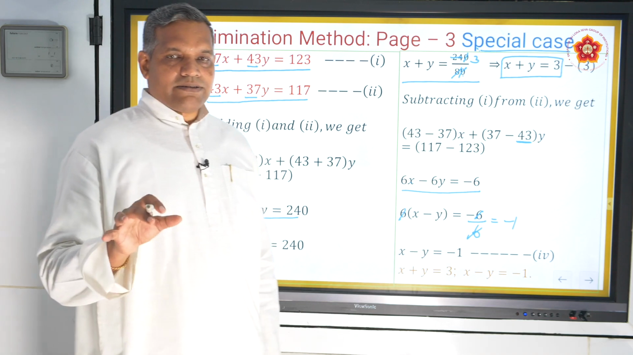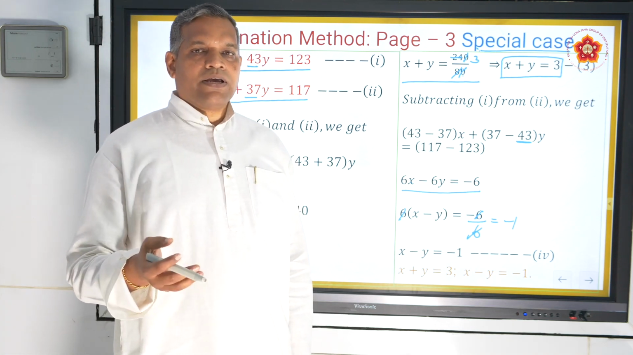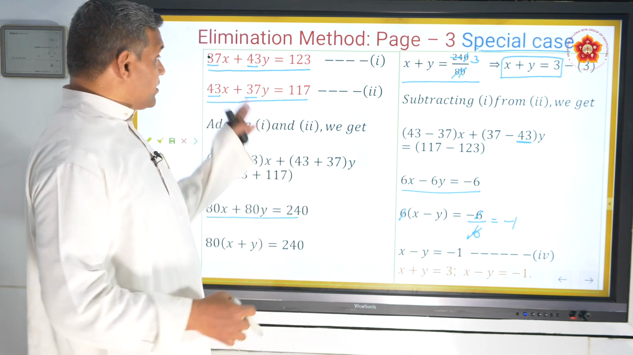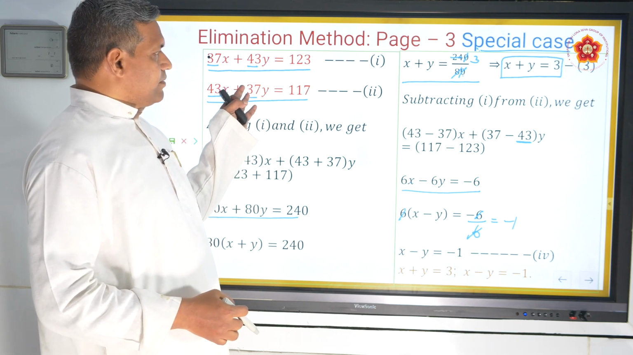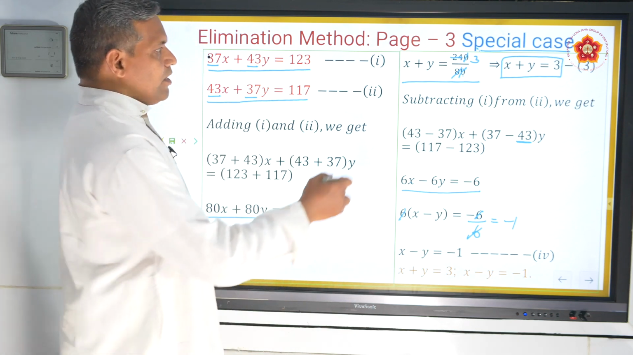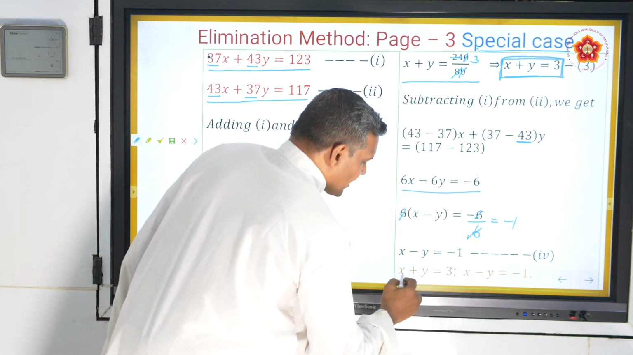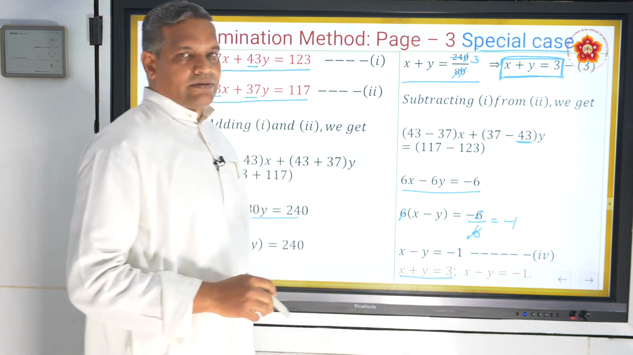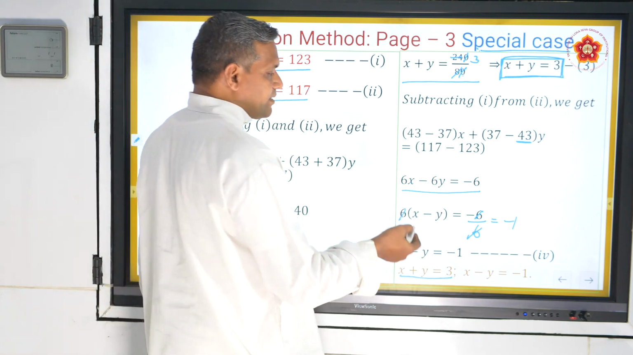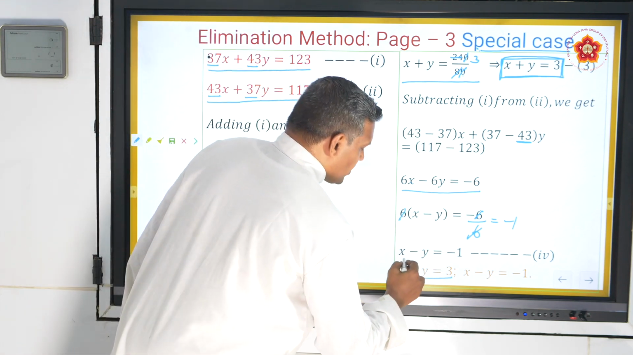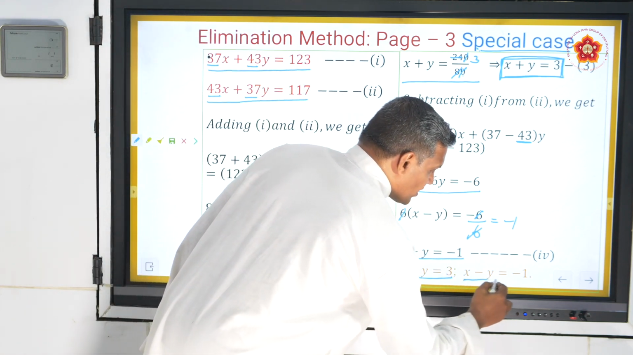I am not solving this sum for sure because I am giving you the technique of converting this complex set of equations to a simple set of equations. So the first equation is what? x plus y is equals to 3. Convert it back to that. And what is the second equation? x minus y is equals to minus 1.